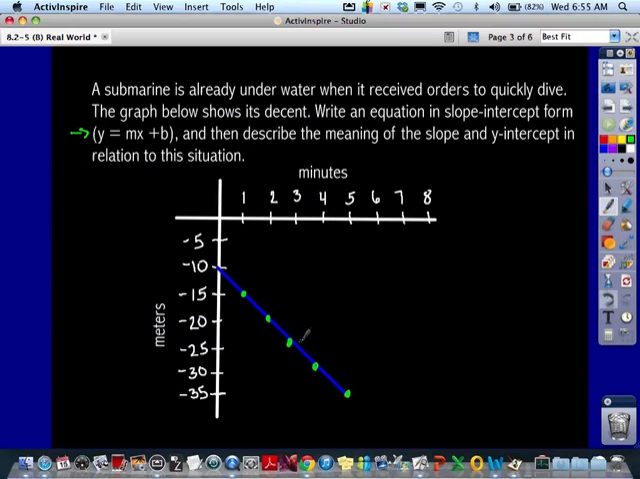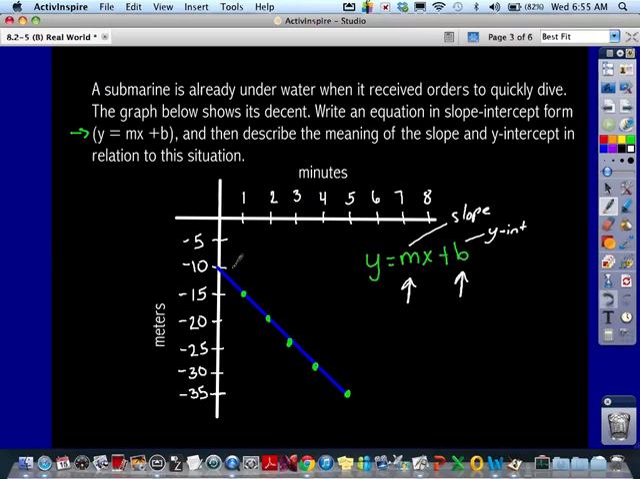So I'm looking at the graph that was given here, and I need to first write an equation. That's the first thing it asked me to do, and I think that's going to help me. So as you remember, if we wanted to go from y equals mx plus b to an equation, we really need to know what b is, the y-intercept, and we need to know what m is, which is the slope. So remember, this is the slope, and this is your y-intercept.